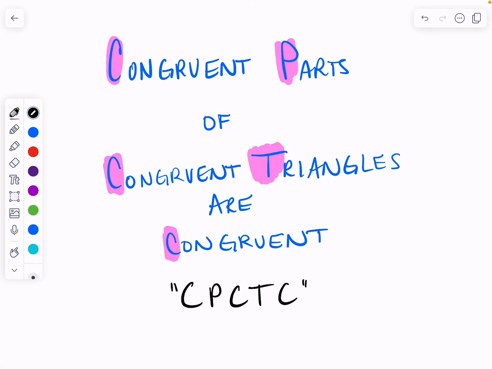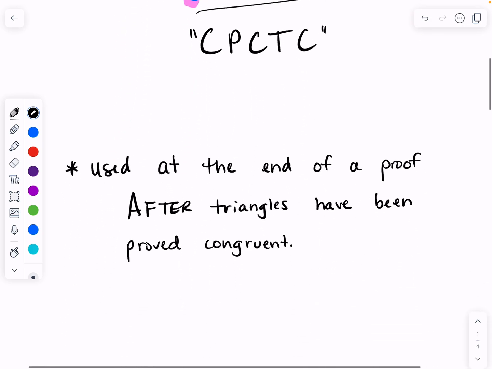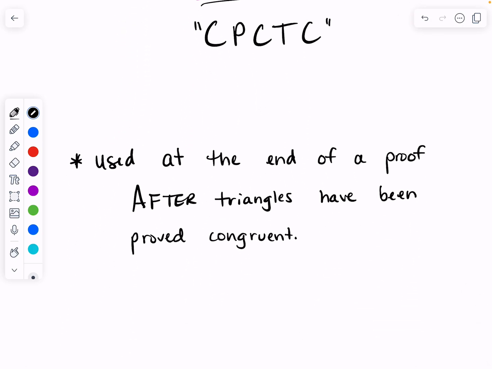The focus of this video is about CPCTC, which stands for congruent parts of congruent triangles are congruent. That acronym is pretty much saying you can prove any part of a triangle is congruent to another as long as the triangles are congruent. And that's kind of how we started this entire unit.